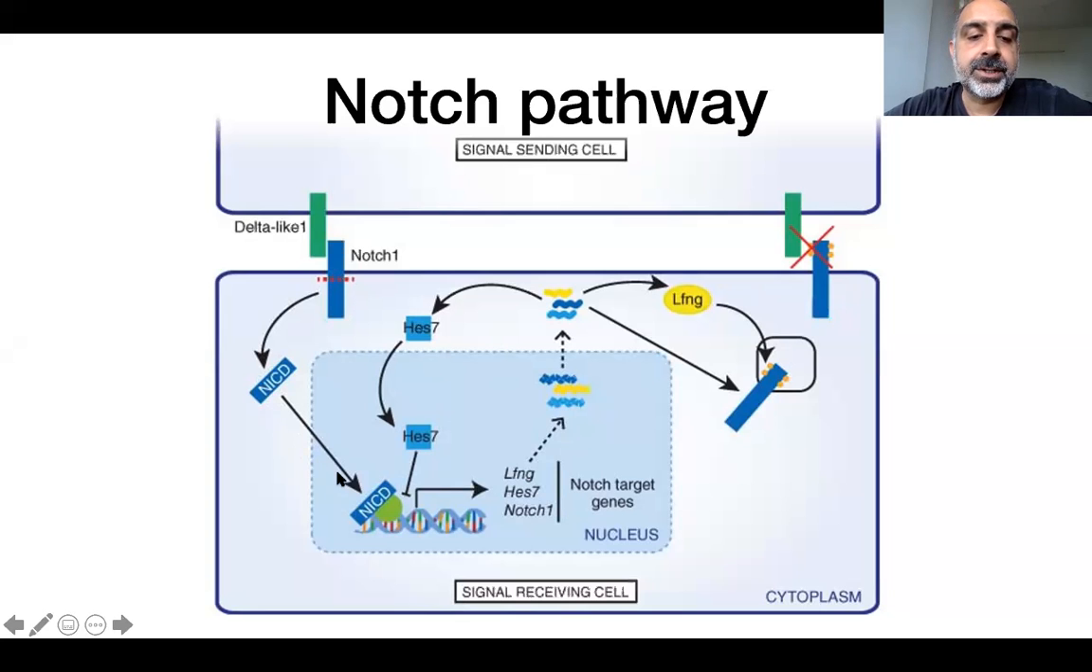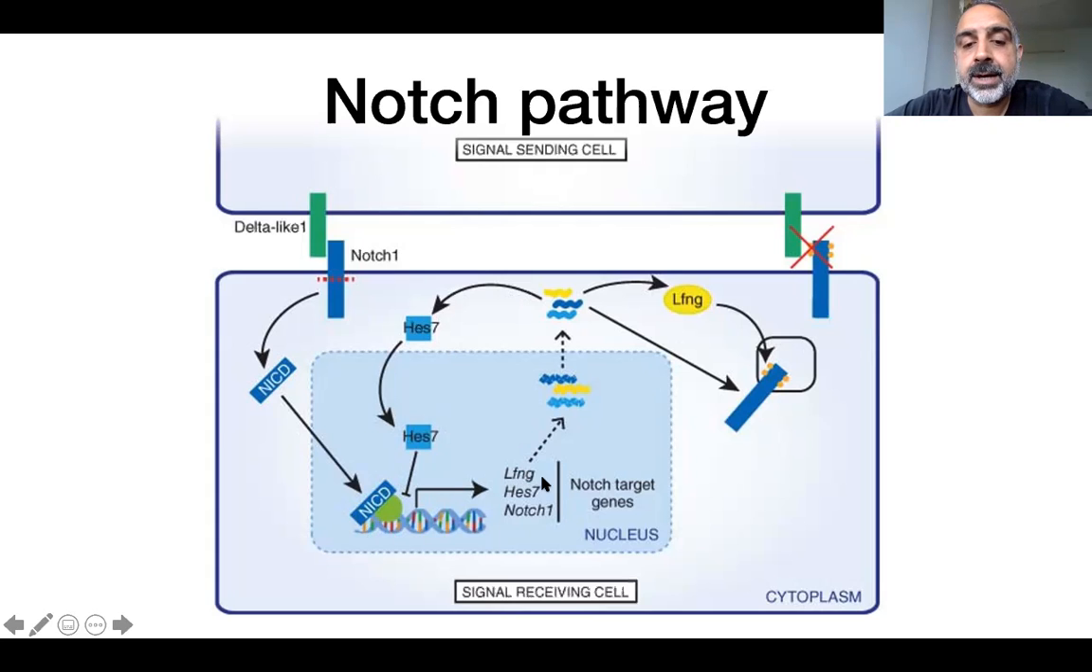The intracellular domain of Notch is now able to act as a transcription activator in combination with proteins that are sitting on the DNA, and this then causes the transcription of this group of genes: lunatic fringe, HES7, and Notch1. Notch1, of course, is the receptor again. Lunatic fringe glycosylates the Notch receptor to block it from signaling to Delta. But also HES7 then acts as an inhibitor to the upstream transcription factor, blocking HES7 expression.